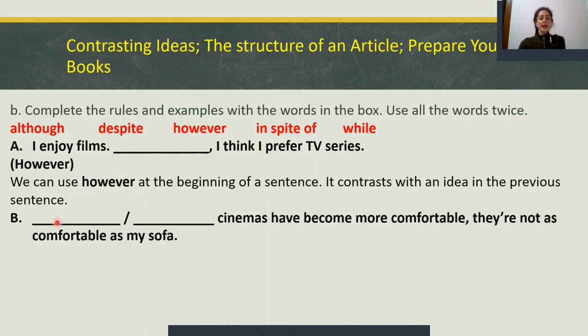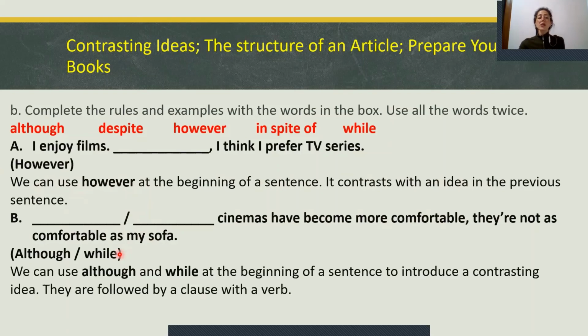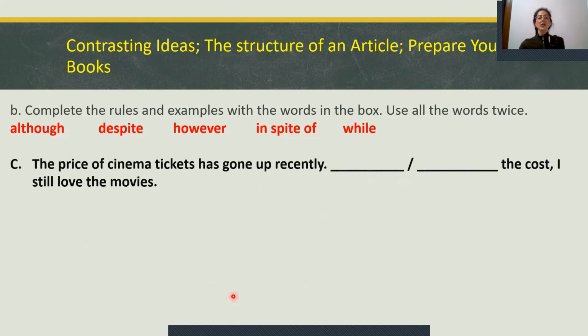So B, example sentence, cinemas have become more comfortable. They are not as comfortable as my sofa. So it is like a sentence, although, while. So where can I use although and while? Let me make a rule about this. We can use although and while at the beginning of a sentence to introduce a contrasting idea. They are followed by a clause with a verb. Clause with a verb means sentence. I'm continuing with example sentence first.